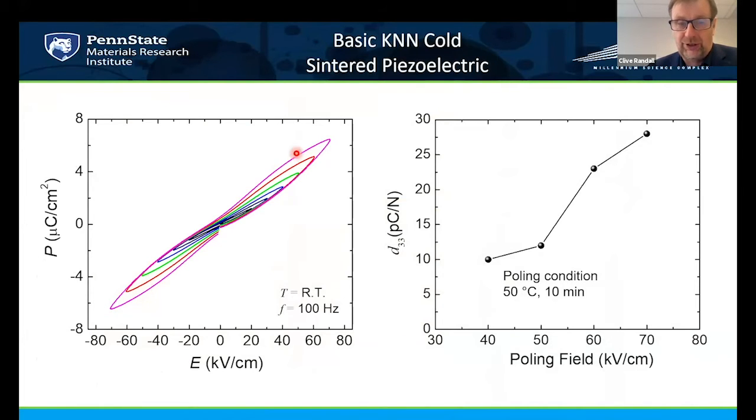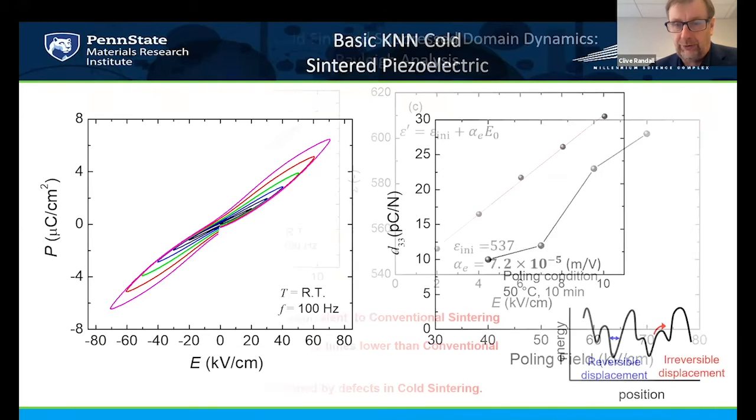You can see here with this KNN, we've got incredibly pinched loops, although we're able to apply extremely high fields. So we've pushed these materials in bulk pellets out to about 100 kV per centimeter. So the problem is not resistivity, it is the intrinsic pinning of defects. And so here the disappointment is, we should be seeing at least a factor of 5 more defect-free behavior in this material.